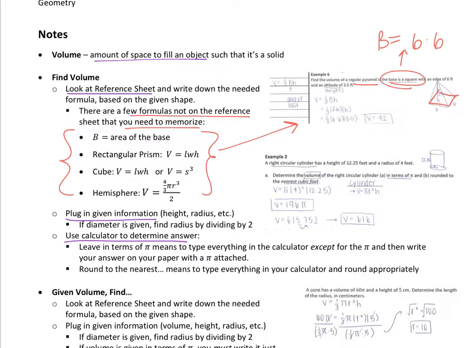When you're using the calculator to determine your answer, there are two different ways to write your answer. One of them is in terms of pi. So you'll see in example 2, it said, first leave your answer in terms of pi. This means to type everything in the calculator except for the pi, and then write down your answer and attach a pi to your answer. The second option is to round to the nearest whatever, nearest cubic foot, nearest tenth of a cubic foot, whatever it happens to be. So that means type everything in your calculator and just round.